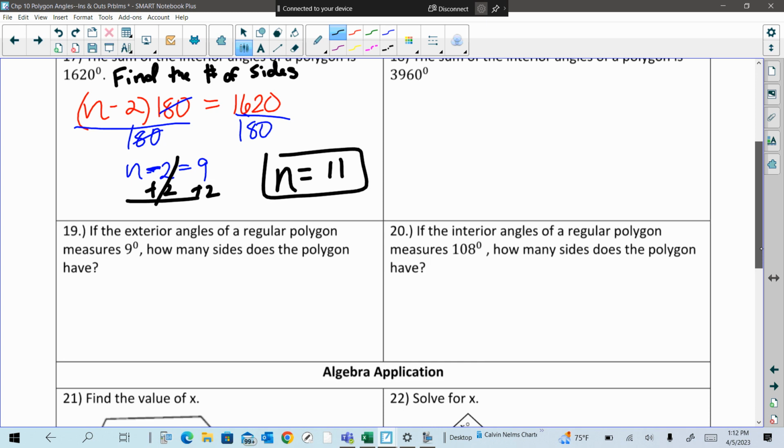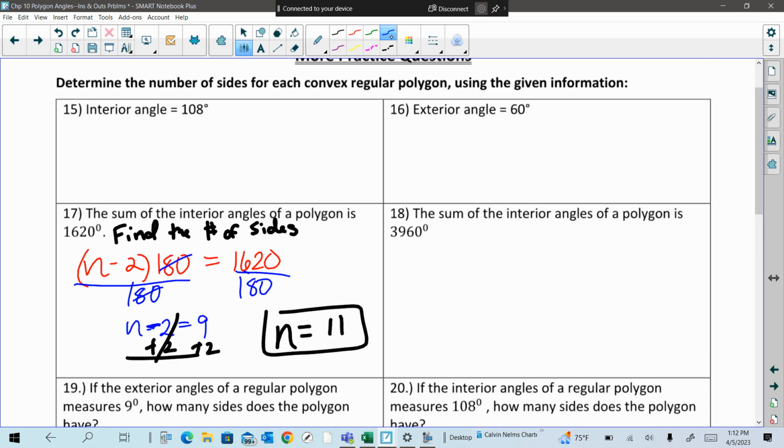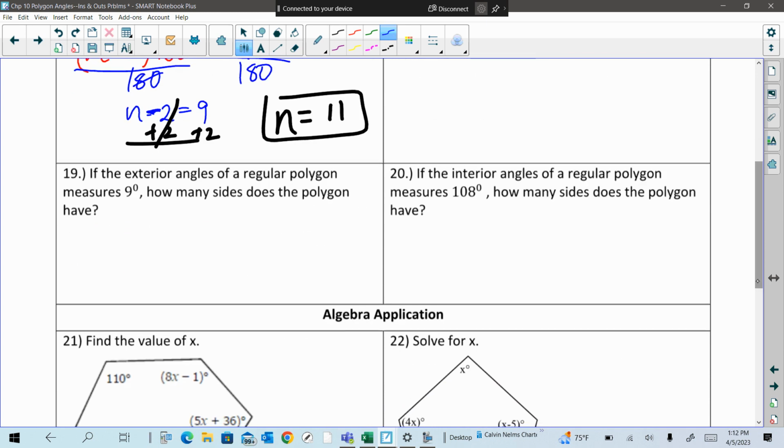So what formula could I use? Talking about exterior angles, what should you remember about anything dealing with exterior? Yeah, the sum is 360. So to find the number of sides, I just take that 360 divided by the exterior angle, and that would be my number of sides. So 360 divided by 9 gives me 40. So this would be a 40-gon.